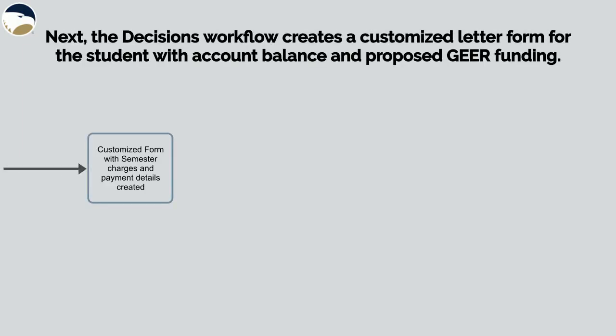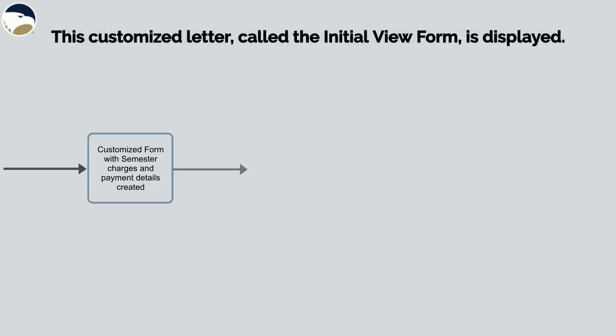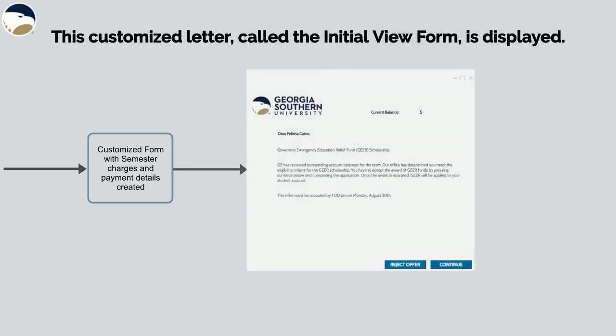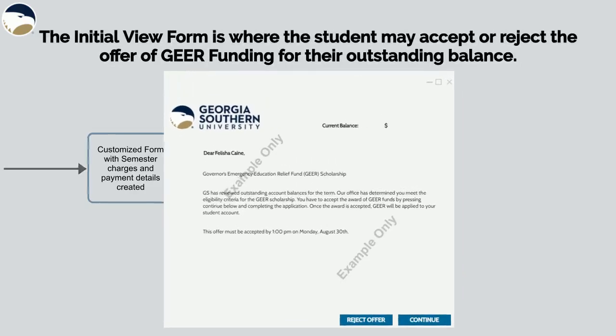Next, the decisions workflow creates a customized form for the student with the account balance and proposed GEER funding. This customized decisions form, called the initial view, is displayed in a pop-up on the student's My Georgia Southern portal page. This is where the student first sees the options to reject the GEER offer or to continue with acceptance.